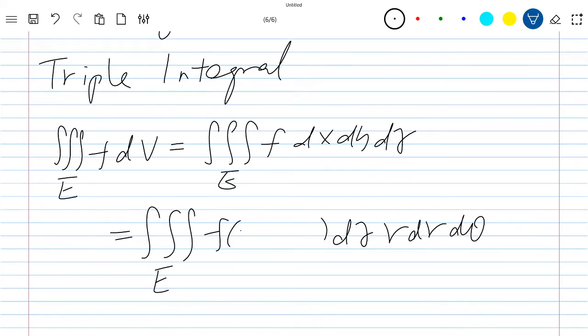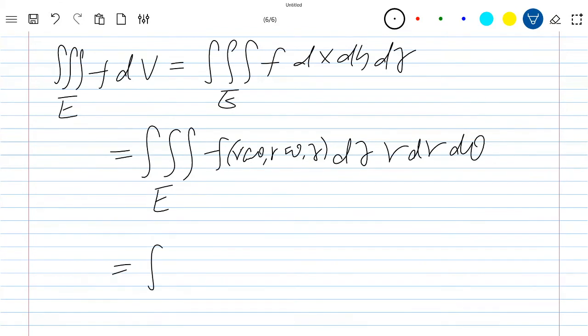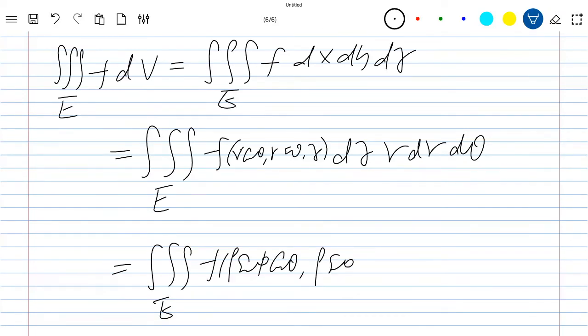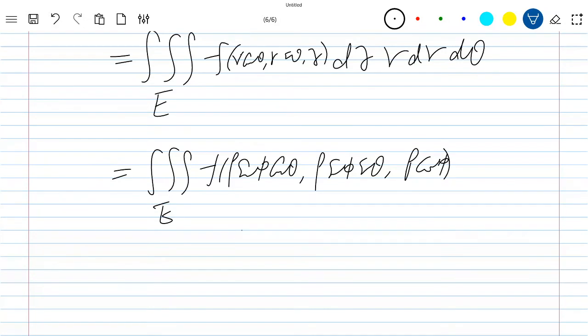And when you write the xyz for the f, you need to remember you have to write r cosine theta, r sine theta, and the z. And then another way is to write it in spherical coordinates. And then you have, oh, that's complicated, rho sine phi cosine theta, rho sine phi sine theta, rho cosine phi, and this volume is rho squared sine phi d rho d phi d theta.